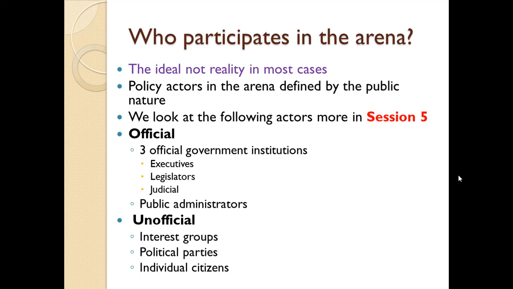Of course, this is the ideal, not reality in most cases. So the idea is that policy actors in the arena are defined by public nature. But of course, the ideal is that we have the officials and unofficials, and the officials include the three arms of the government, and then you have the unofficial. So in reality, all these are supposed to be acting on finding any public problem. But of course, depending on the nature of the public problem, and also depending on the logic of the state, whether it can allow other actors to operate, that itself influences who will participate in the arena to define the problem as a public policy problem. So this is the ideal, but in reality, things are different.